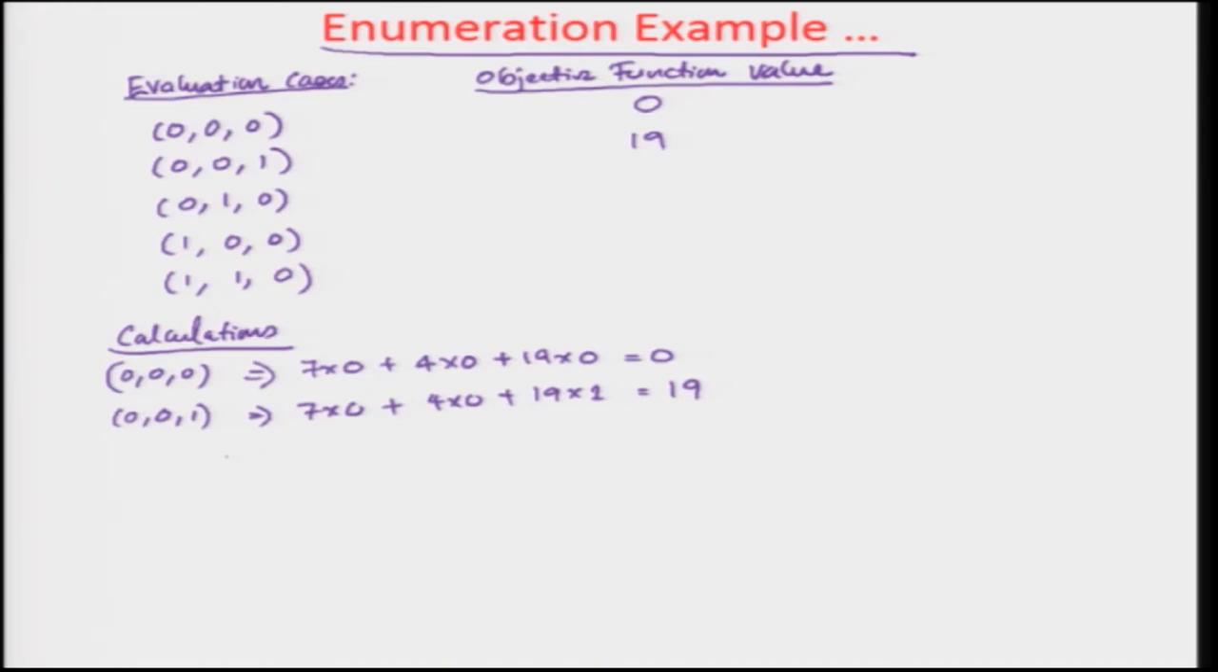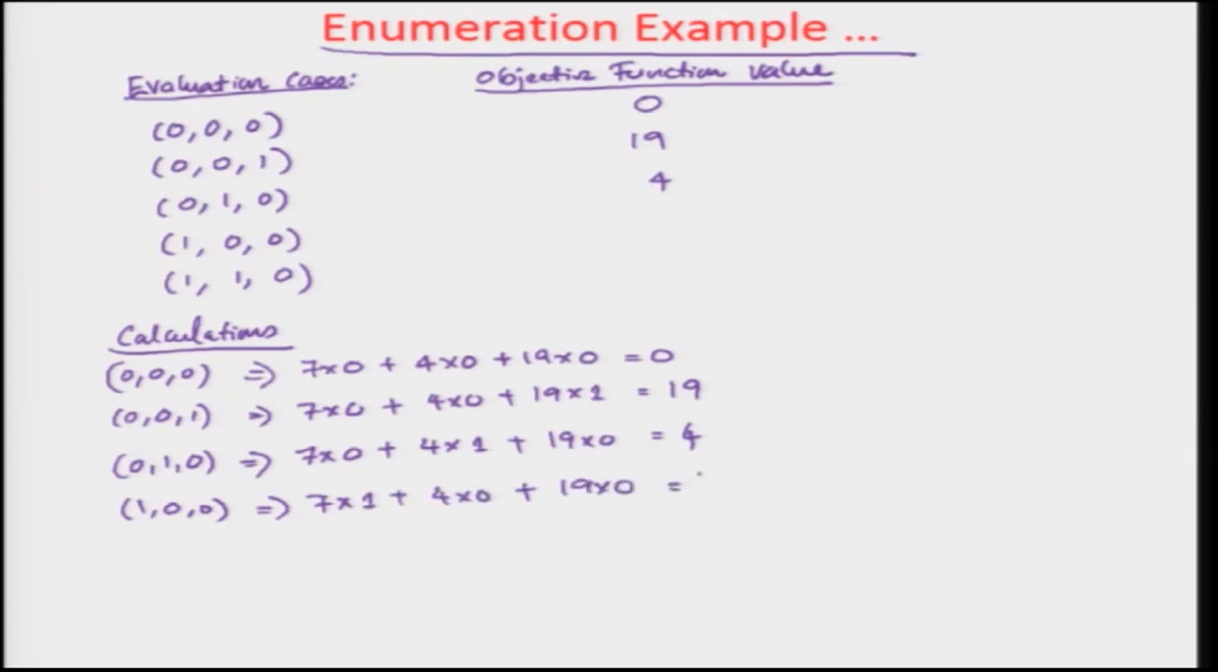Then you have 0, 1, 0. 0, 1, 0 will be 7 times 0 plus 4 times 1 plus 19 times 0, which will give you 4. So, for 0, 1, 0, the objective function value is 4. Now, 1, 0, 0 will give you 7 times 1 plus 4 times 0 plus 19 times 0, which will give you 7. So, this value is 7, right. Now, the last one is 1, 1, 0. That will be 7 times 1 plus 4 times 1 plus 19 times 0, which is 7 plus 4, 11. So, that objective function value is 11.